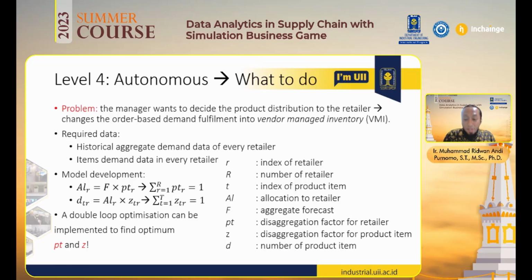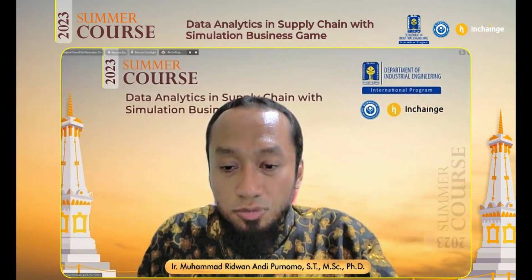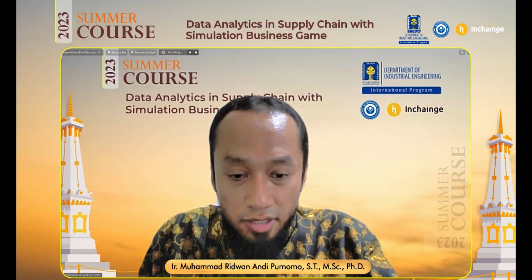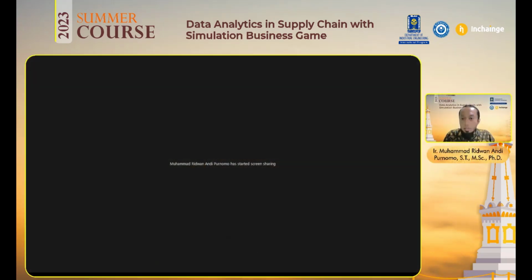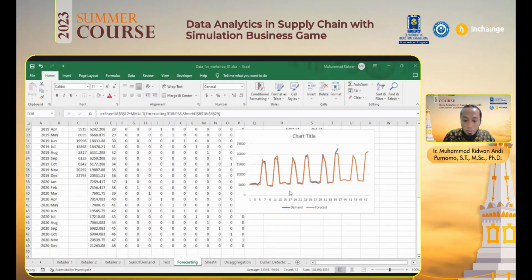Okay. We will use Excel again to do the double loop optimization. Then I need to stop share again, and then share my Excel file again. Okay, then we go to the disaggregation sheet. Okay, this one.